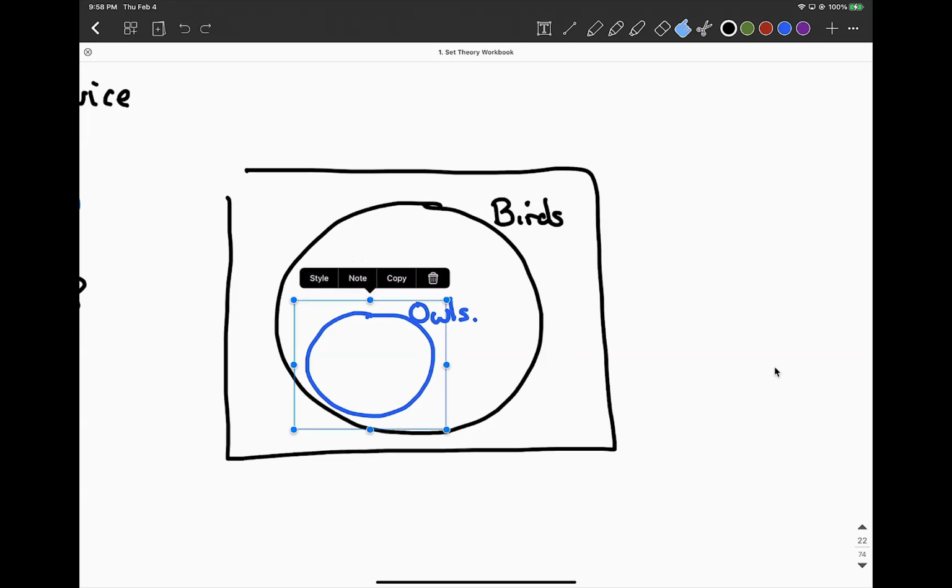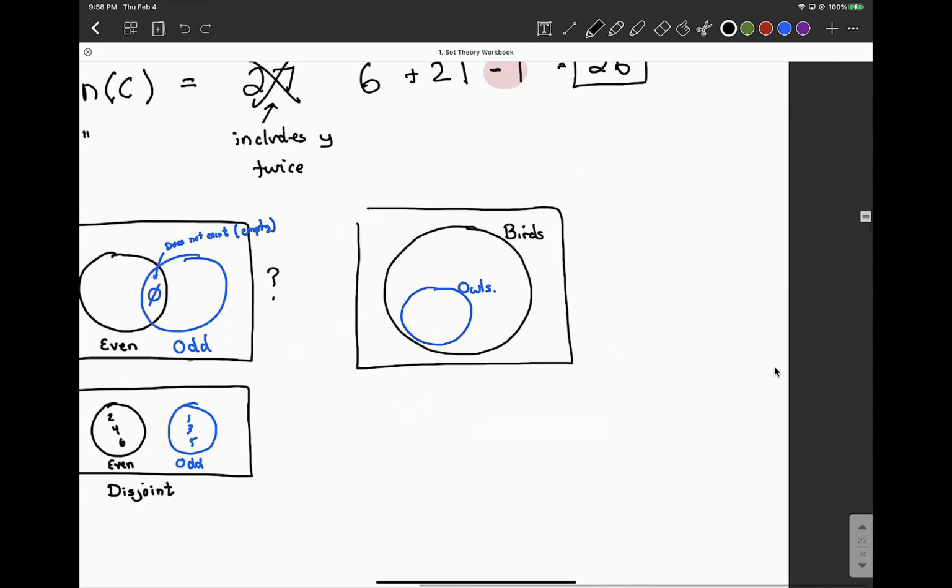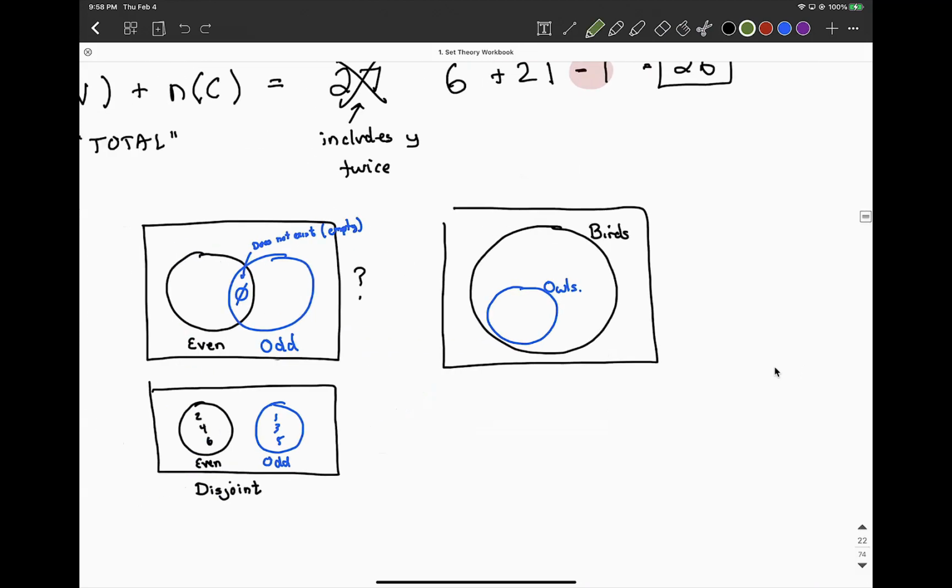And it would not make sense for me to draw it like this, because what owl exists that's not a bird? That would create something that does not exist. That would create an empty region, completely misleading. We don't need that. And I'll just move that back in because it is completely within the bird set. And this is our scenario that we would refer to as a subset.